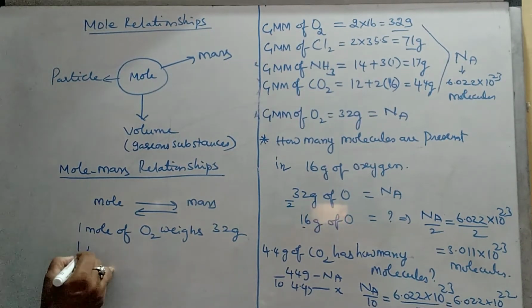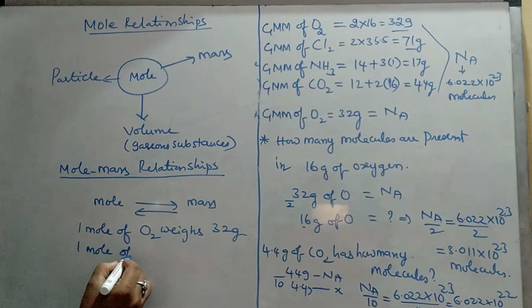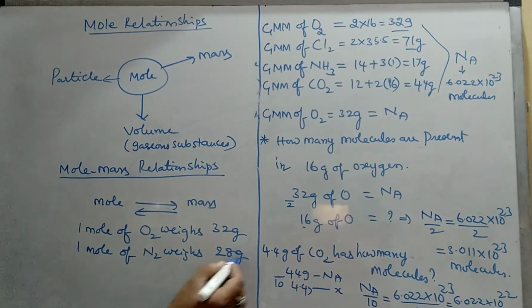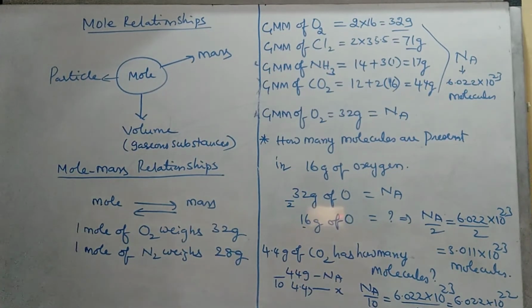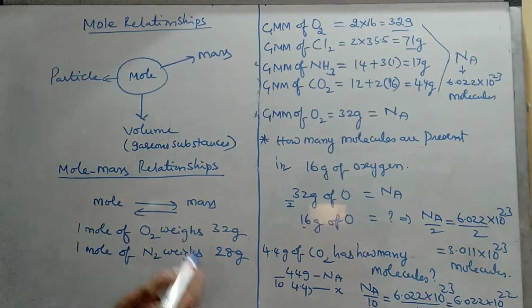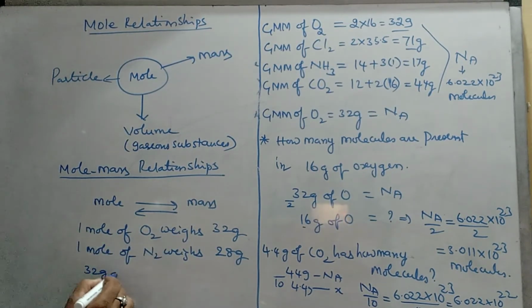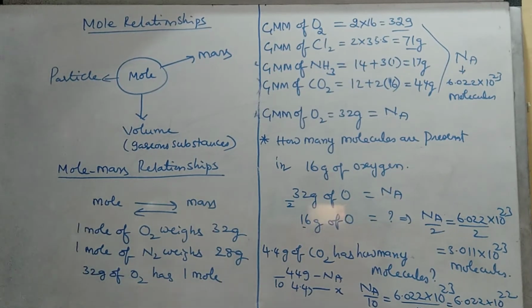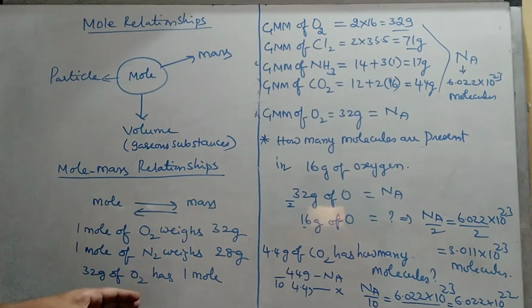Next, 1 mole of nitrogen weighs 28 grams. Means 1 mole weighs 32 grams, or you can write 32 grams of oxygen has 1 mole, or is equal to 1 mole. Like that you can correlate between them. Based on this we can do plenty of problems.